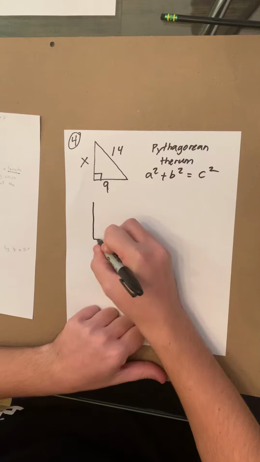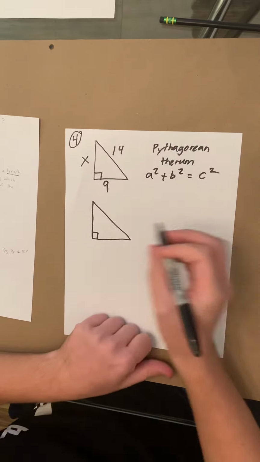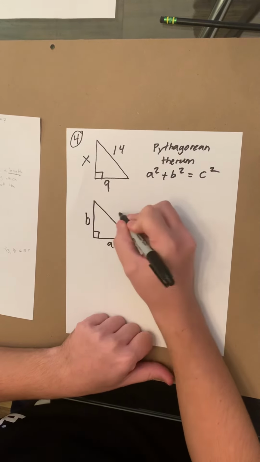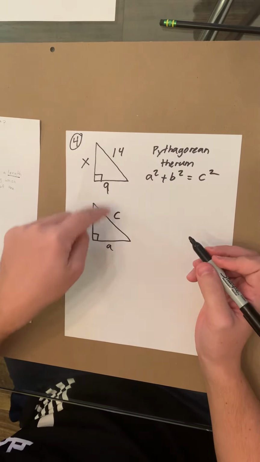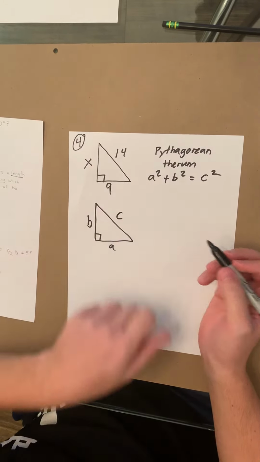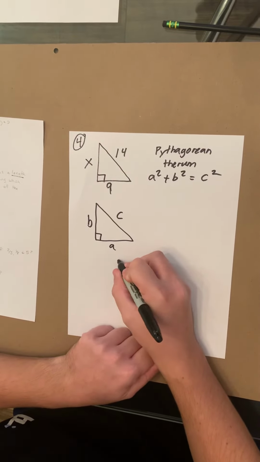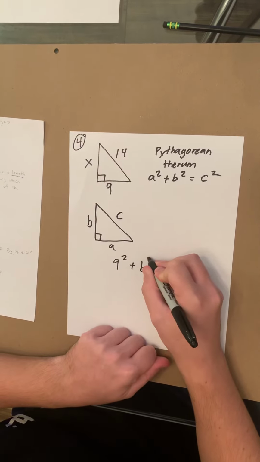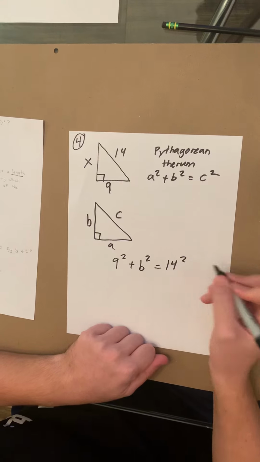I'm going to draw a replication of this one here, but I'm going to use these variables. So this is a, b, and c. So if you compare these two, we know a and we know c, so we're solving for b. So if a is 9, we can use 9 squared plus, we don't know b, so we're going to keep it as b squared equals 14 squared.